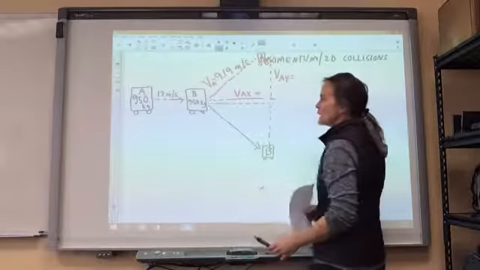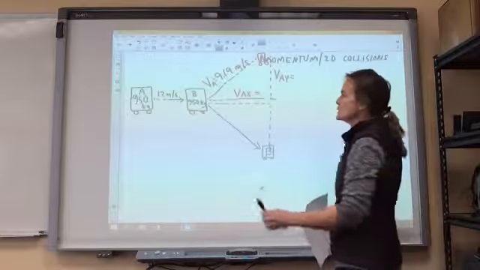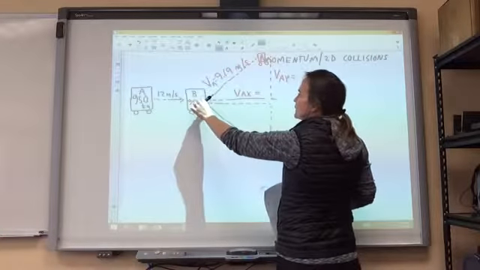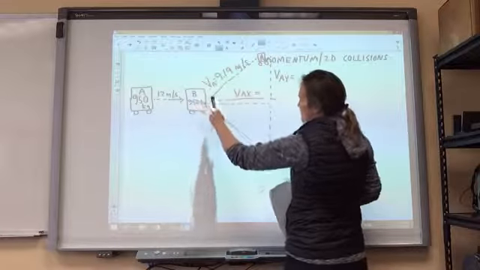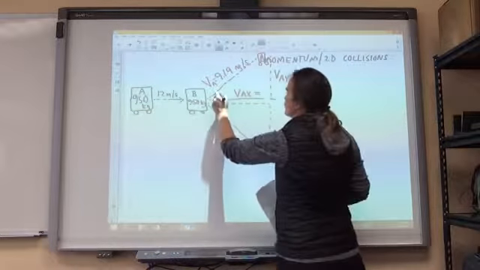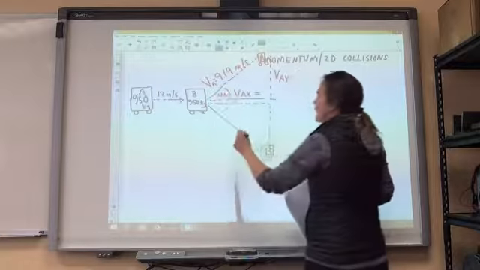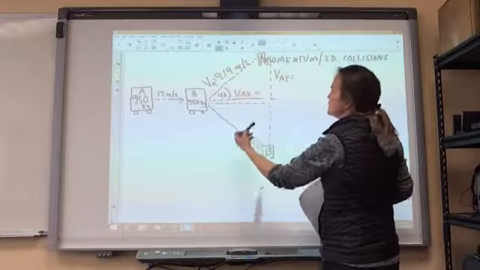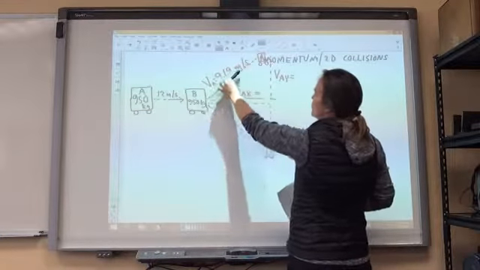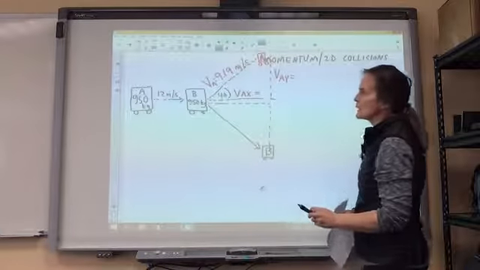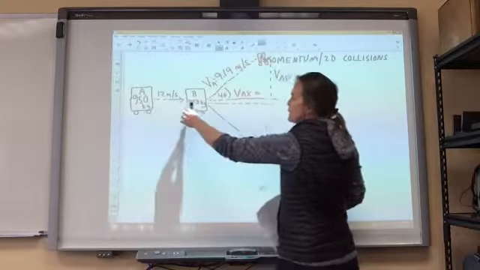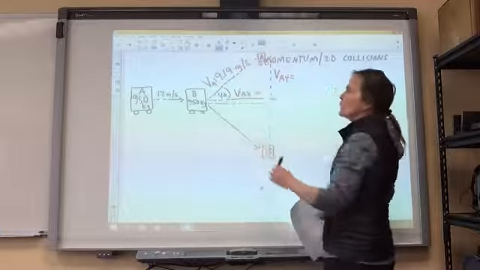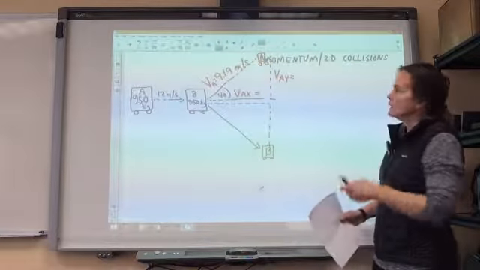Car B wasn't going anywhere. After the collision, it's said that car A has taken off at 40 degrees north of east with a velocity of 9.19 meters per second. So here it was going at 12 meters per second. It was the moving car, now going 9.19 meters per second, but in the upward direction.